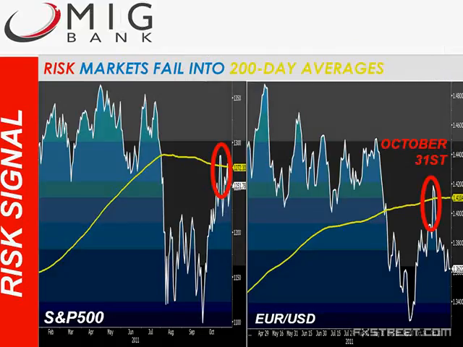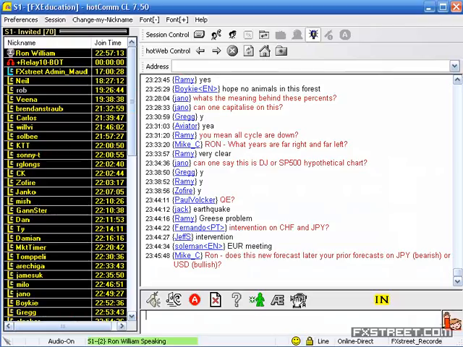Now, one of the attendees, Mike, is asking, does this new forecast later into yen bearish, dollar positive? Yes, I am bearish Japanese yen over the next few weeks and very positive on the US dollar as well.